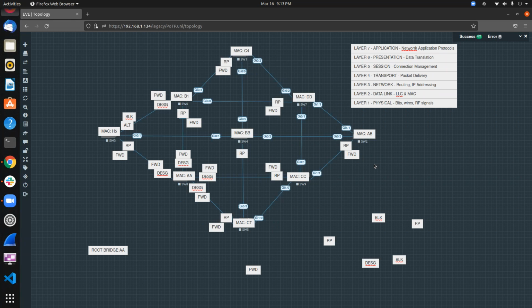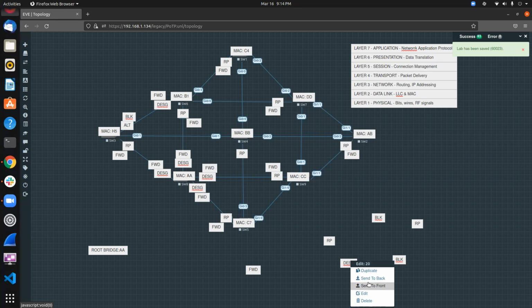Since the root port is on the side of B1, we're going to put a forwarding state on B1 on interface 3. That's the first thing I'm going to do. Why? Because C4 is our RP, so I definitely want a clear path to that. So it's designated and forwarding.